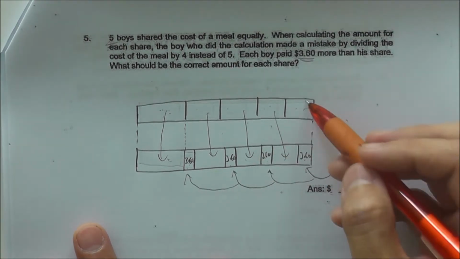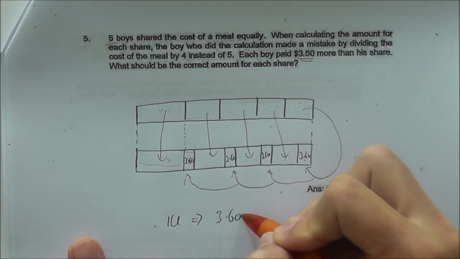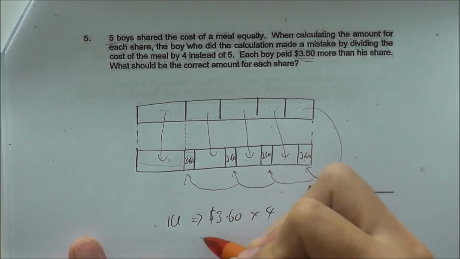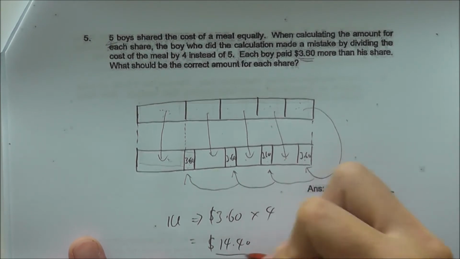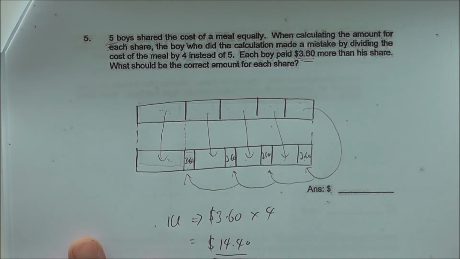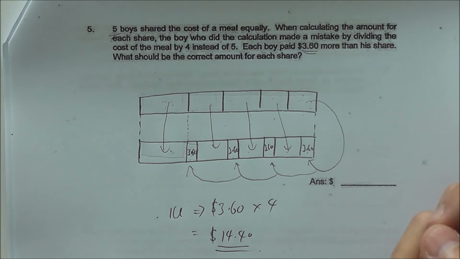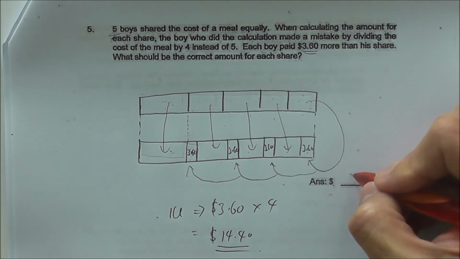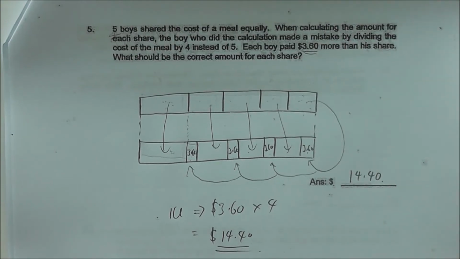So we can say that 1 unit is $3.60 times 4. That will give us $14.40. And this 1 unit happened to be the cost of 1 share, the actual share. So that's the answer: $14.40.